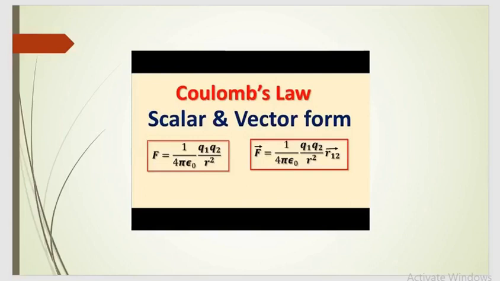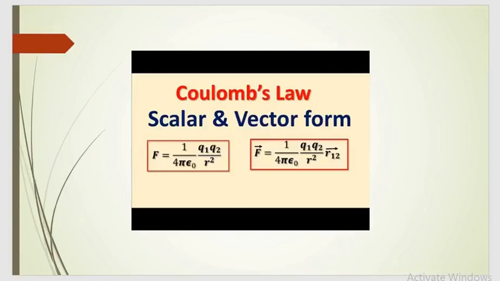This question might be there for 2 or 3 marks. State and explain Coulomb's law, either in its scalar form or directly the question comes for the vector form of Coulomb's law. The statement: the force of attraction or repulsion between 2 point charges at rest is directly proportional to the product of the magnitude of charges and inversely proportional to the square of the distance between them. This force acts along the line joining the 2 charges.